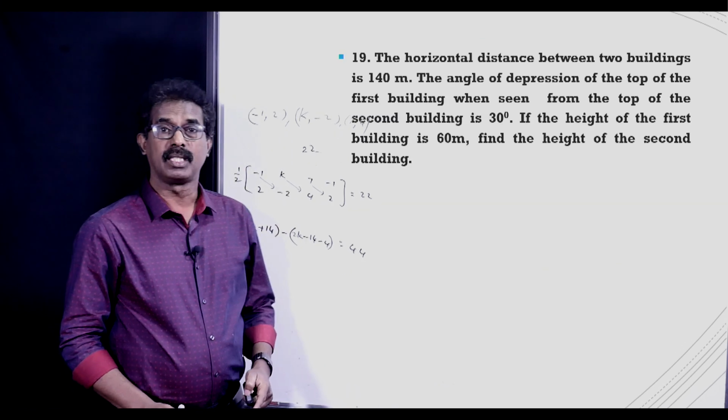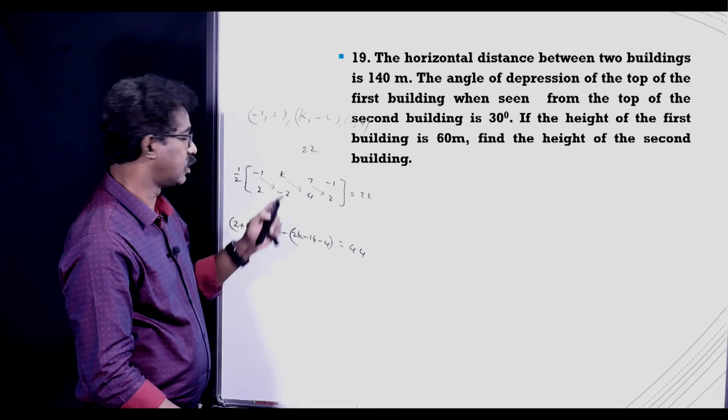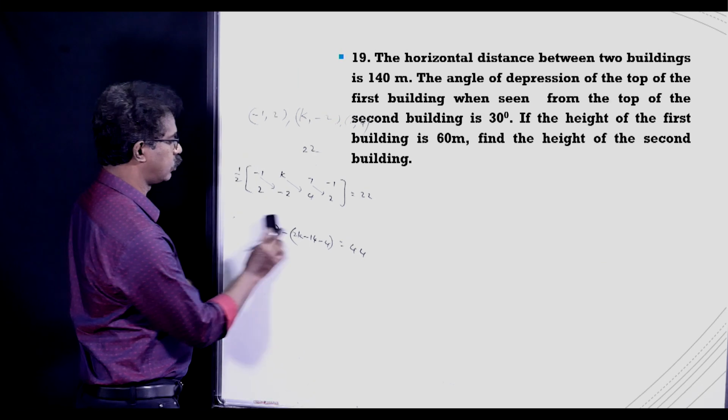But sometimes they may say collinear. Collinear means you put area is equal to 0. Okay, go to the next question.